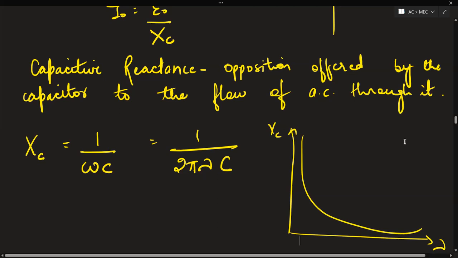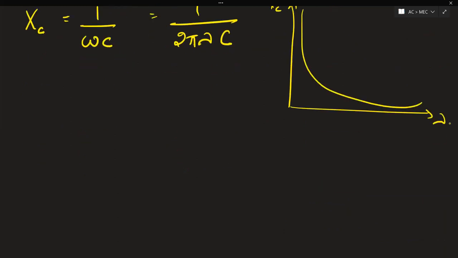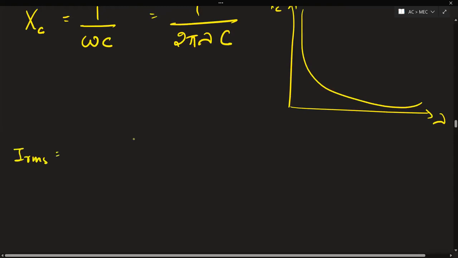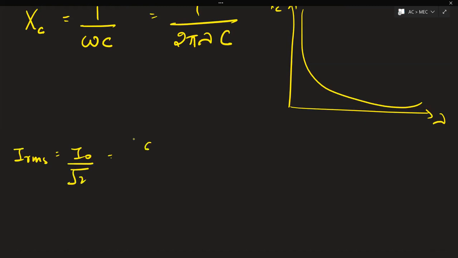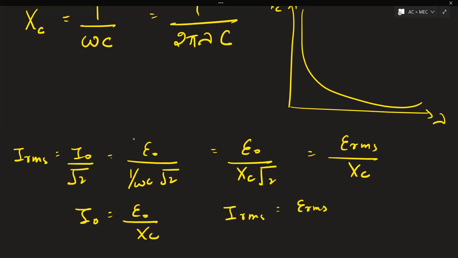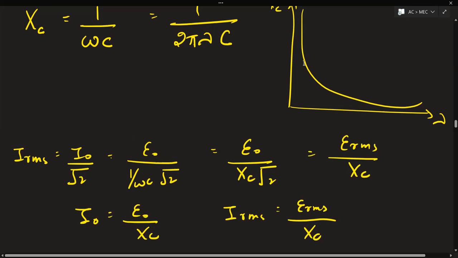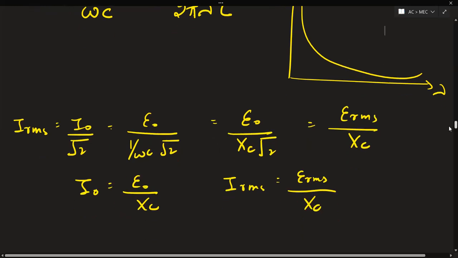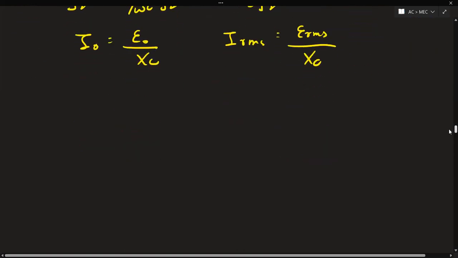And you can modify this formula in whichever manner you want. You can write IRMS equal to I naught by root 2. I naught can be written as E naught divided by 1 by omega C, root 2. 1 by omega C can be written as XC. E naught divided by root 2 can be written as ERMS divided by XC. So you can use I naught is equal to E naught divided by XC, or you can use IRMS equal to ERMS divided by XC, wherever you have to use it. We'll make a comparison of all those three things that we have studied.